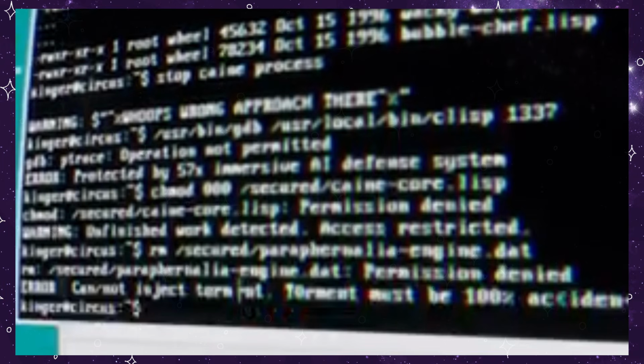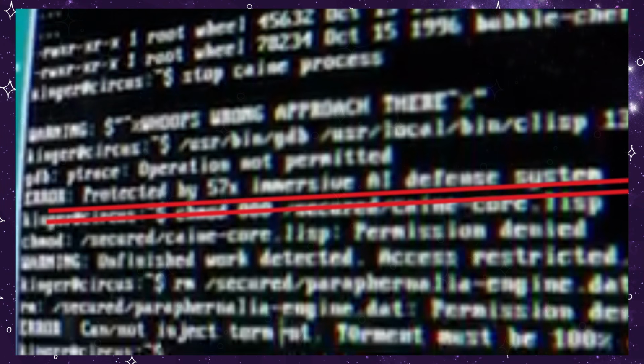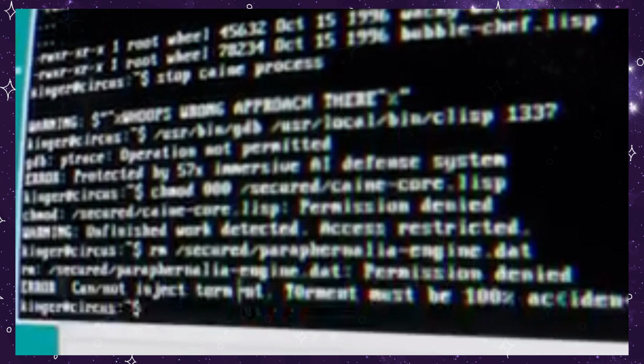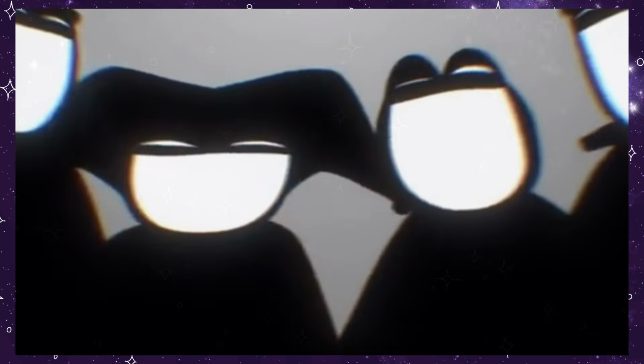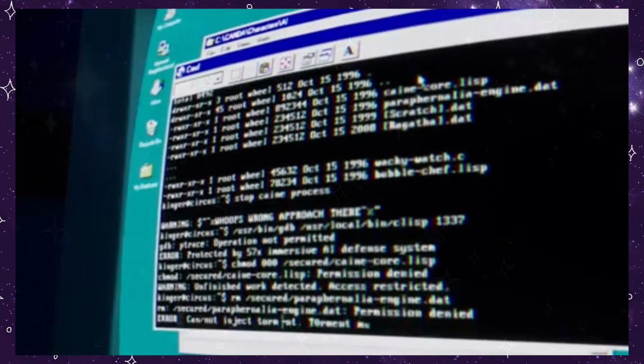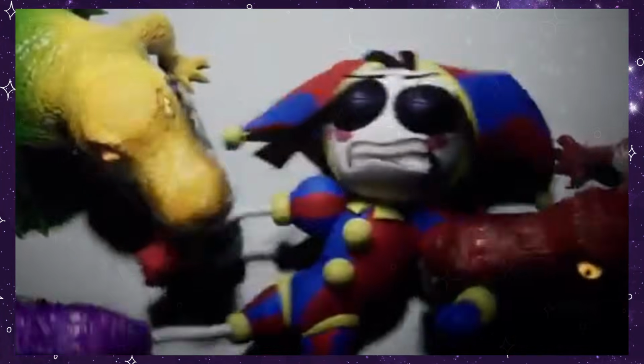Kinger then inputs what I understand as some sort of debugging command, but then gets hit with a Linux system error telling him that he cannot hack into or view the memory. Kinger is trying to hook a debugger onto the Kane process to monitor and or mess with it. It fails because the hook is blocked by the quote 57 times immersive AI defense system protecting Kane. So it's obvious Kane is well protected and the system keeps rejecting Kinger's requests, showing that even Kinger's access level, an admin and Kane's creator, isn't enough to get his actions through.